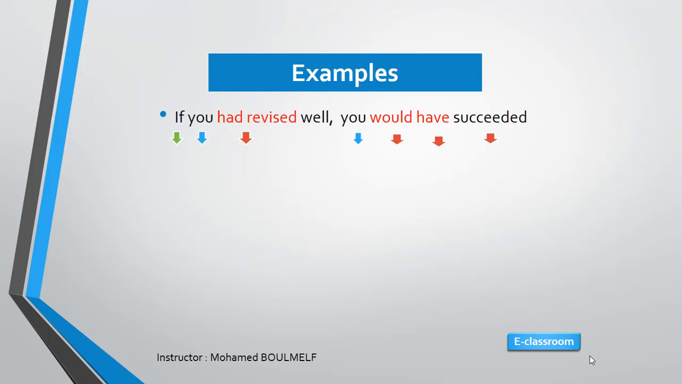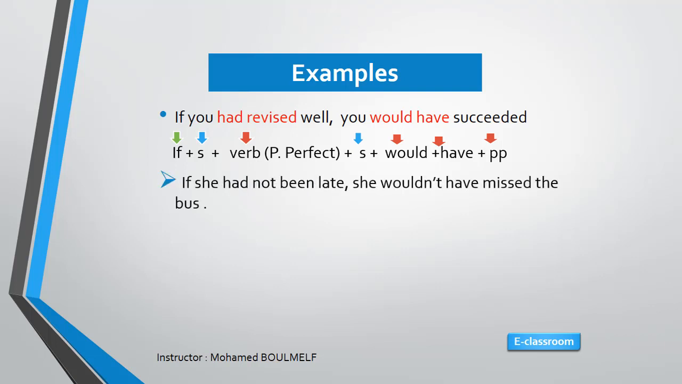So let's have some examples. If you had revised well, you would have succeeded. This sentence consists of 2 parts. The first part is the if clause, and the second part is the main clause. We have if, a subject plus a verb in the past perfect. We need another subject plus would plus have plus past participle. Another sentence is: if she had not been late, she wouldn't have missed the bus.